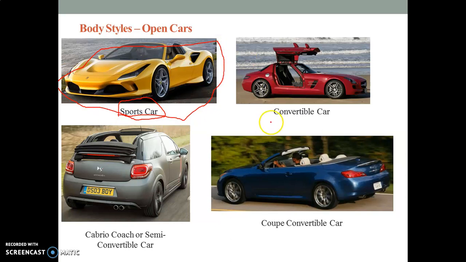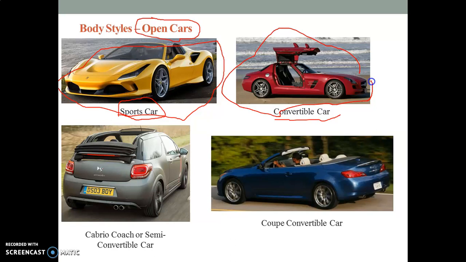Then next is the convertible car. The roof in this is of a soft folding type. As we are discussing open cars, the foldable roof type is present in the convertible car. Generally the windows are of a special wind-up design, and with these provisions the car may be either open or enclosed.